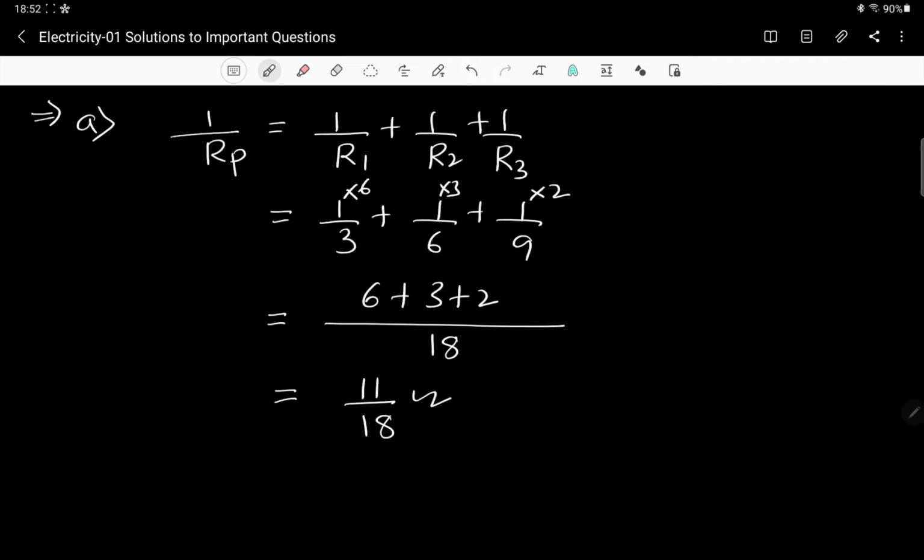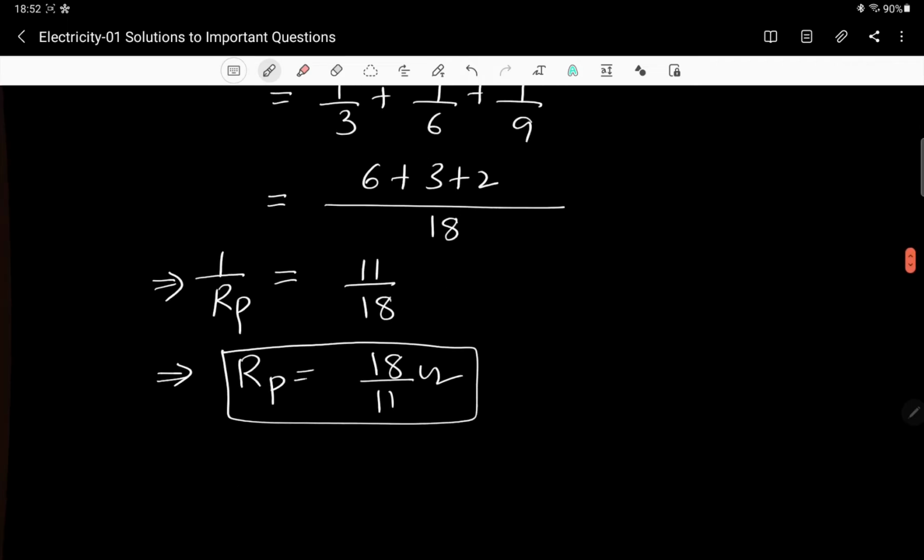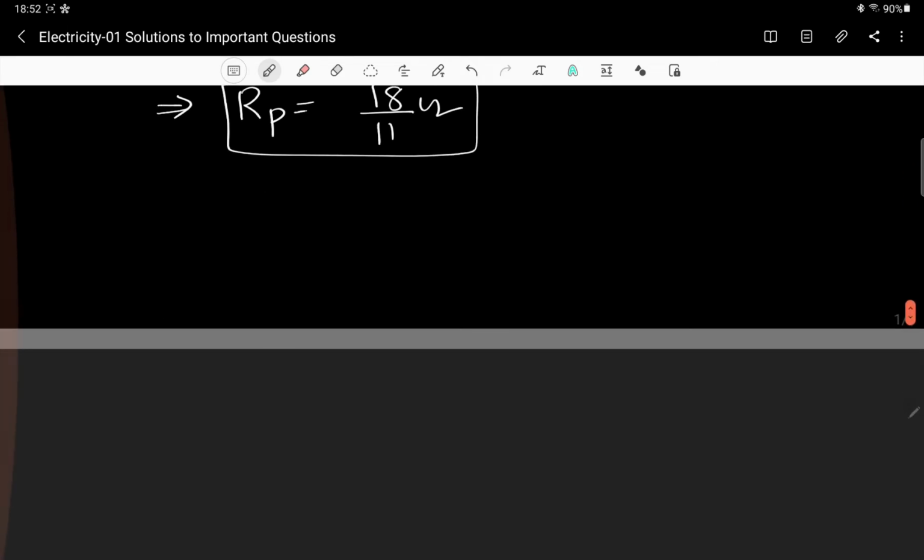But don't put this as 11 by 18 ohm. This becomes wrong, because it is 1 by Rp, but we are interested in Rp, right? So the value of Rp is equal to 18 divided by 11 ohm. So this is the value of the equivalent resistance. All right, fine, dear children. So question A is done.